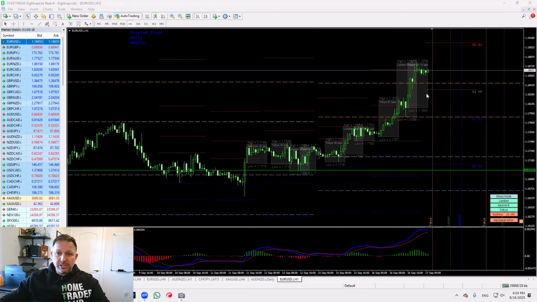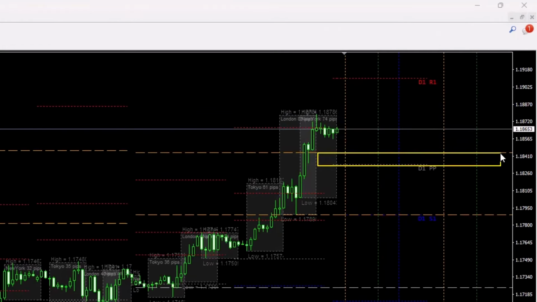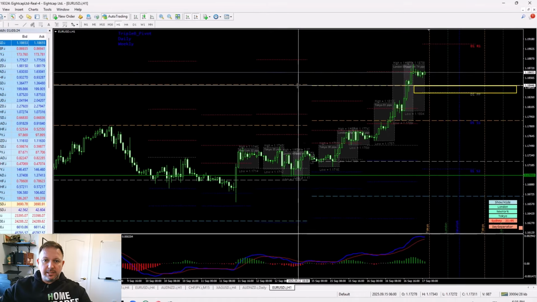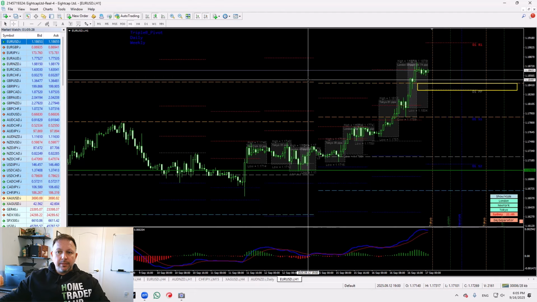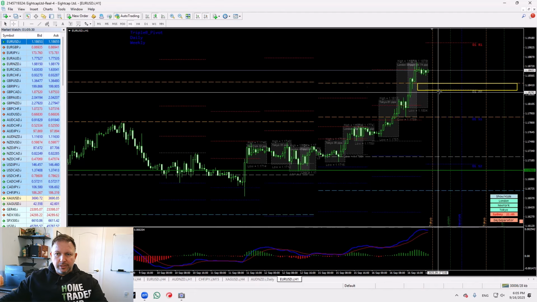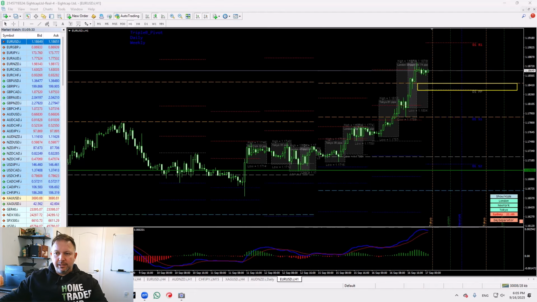So the first key zone is here, daily pivot with the weekly resistance. This is the area this week and the previous week. We are talking about 1850-ish down to 1830 approximately.